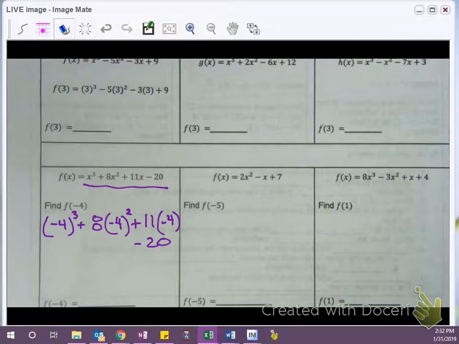So that's an 8, yes. 4 times 4 is 16. Times 4 more is 64. When you raise a negative number to an odd degree, is your answer negative or positive? It should be negative because it came from right here. So this is -64. Now, -4 squared is positive 16 times positive 8. 128.